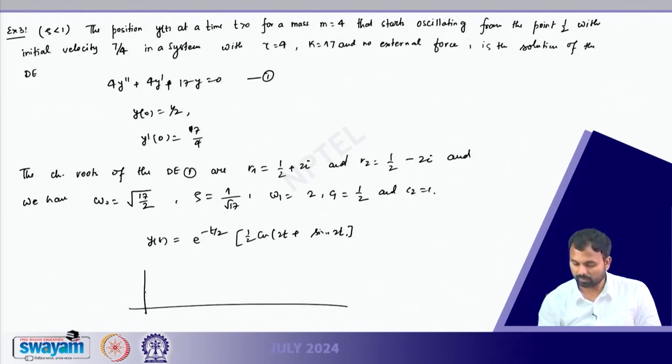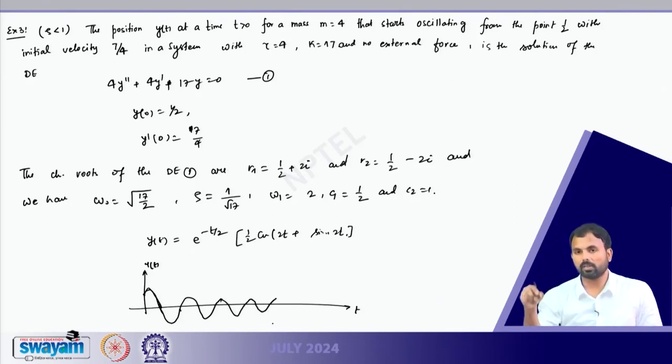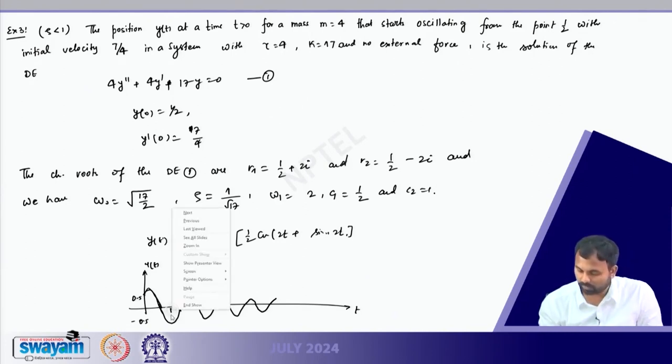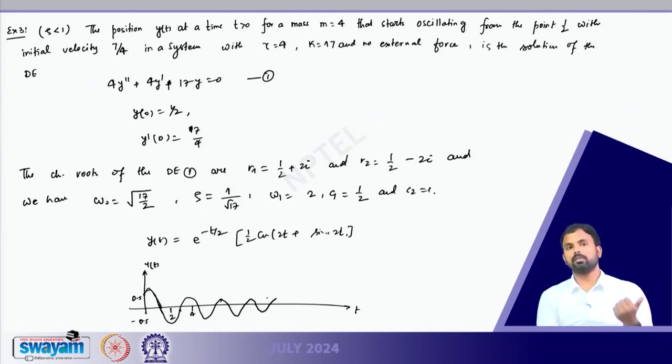Basically in this case, this is y(t), this is t. Slowly these oscillations will start diminishing. Here we have 0.5, here we have minus 0.5. This is 2, this is 4 and so on. So, this is the case of under damping. So, we have over damping, critical damping, and then under damping. And we also looked into some examples, right.